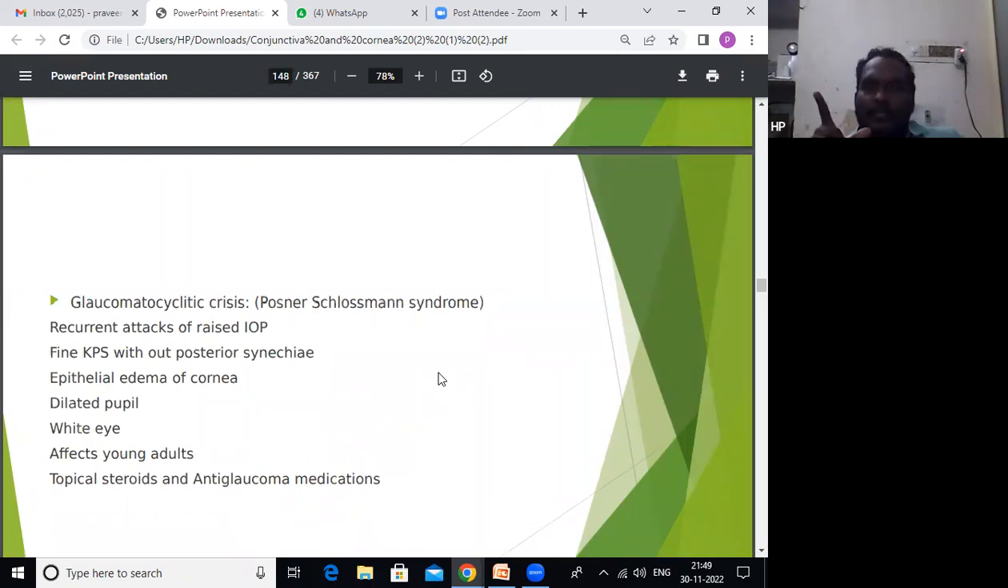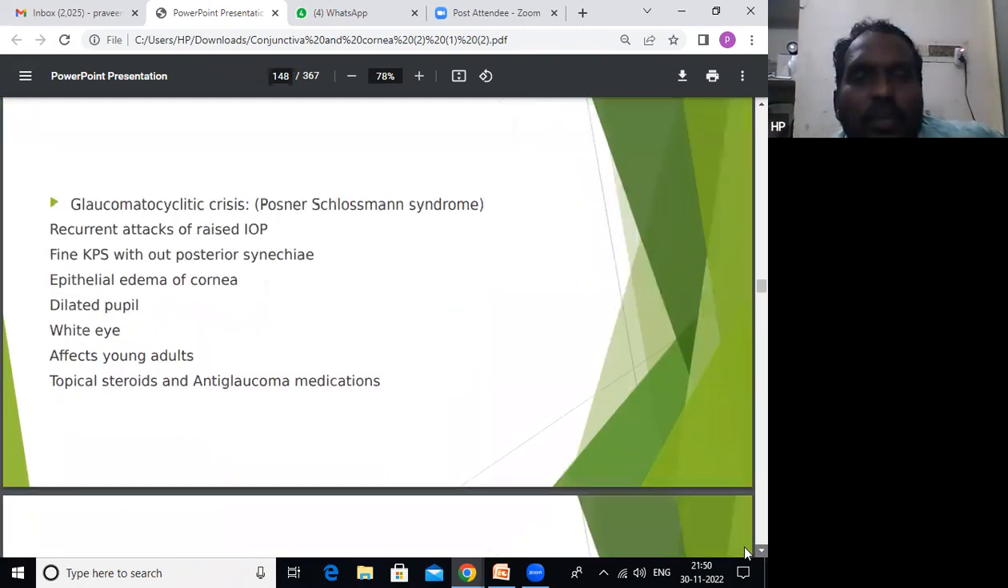It affects young adults. So the question will be like, a young adult comes with a white eye, on examination his intraocular pressure is high, and he gives a history of recurrent attacks of the same episode. What is this? This is glaucomatous crisis or Posner-Schlossman syndrome. Treatment is with topical steroids and anti-glaucoma medication. Please go through this slide.